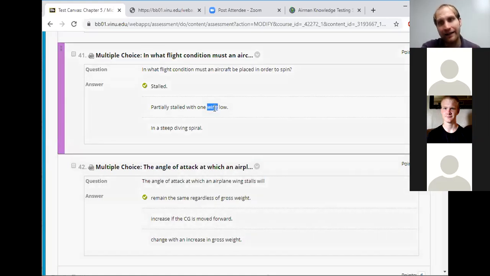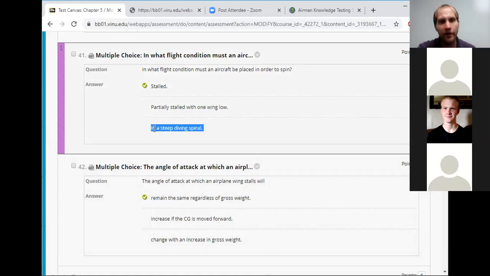Why is B not the answer? Because it says partially stalled with one wing low. You can stall an airplane with one wing low and it doesn't mean the airplane is going to spin. If you haven't done turning stalls with your flight instructor, then next time you go fly the airplane with your instructor, say, hey, instructor, I would like to do some turning stalls today. So you should practice turning stalls. And if you keep the airplane coordinated, even if you stall it during a turn, you're not going to spin the airplane.